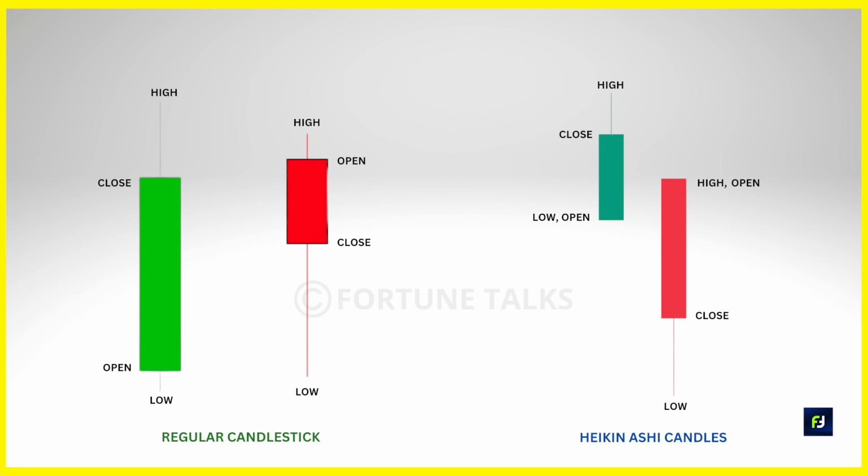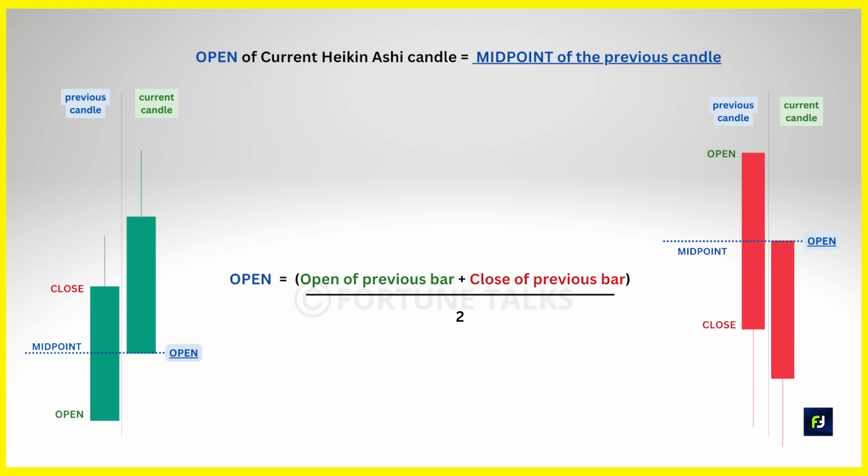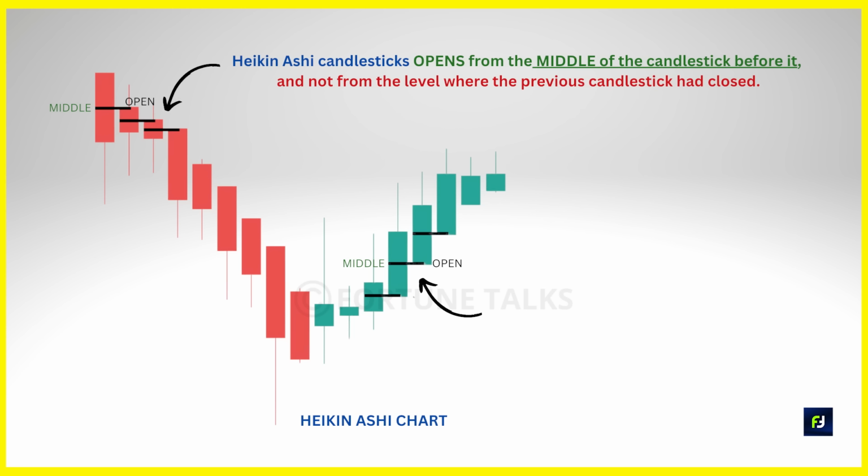This means that there are 4 parts of the Heikin Ashi formula. The open of a Heikin Ashi candlestick equals the midpoint of the previous candle, which means the Heikin Ashi open price is equal to the open of the previous bar plus the close of the previous bar, the whole divided by 2. Now this answers our question, and this is the reason why you'll notice that every new candlestick starts from the middle of the previous one.